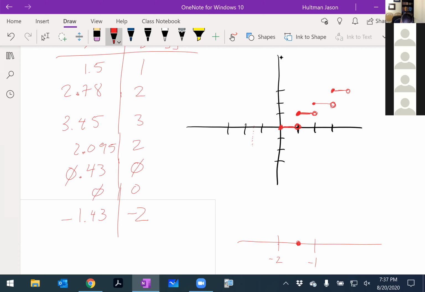Oh, okay. So it should look like this. At negative 2, I'm at negative 2. Okay, that makes sense. But then I stay at negative 2 until I hit negative 1, and then I jump up to negative 1. And then I stay at negative 1 until I hit 0, and I jump to 0. Oh, the pattern continues. It still works. But this looks really weird.